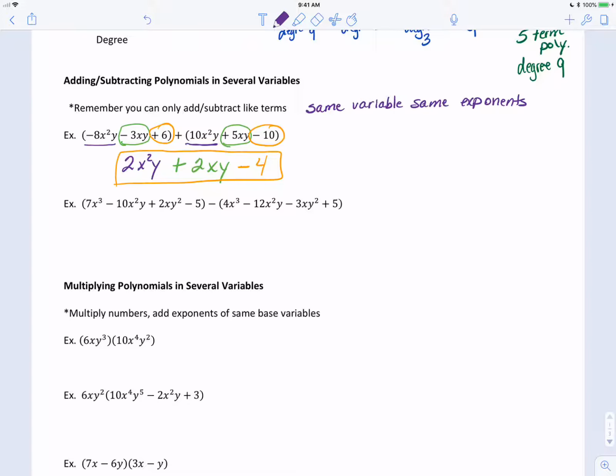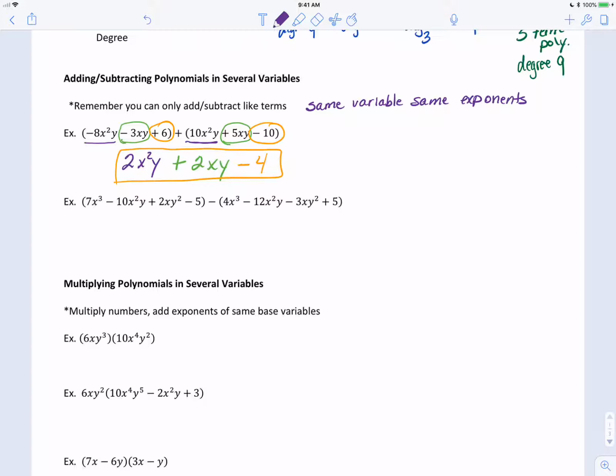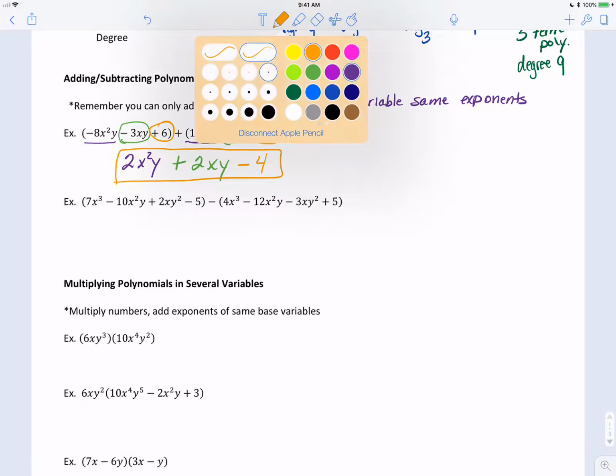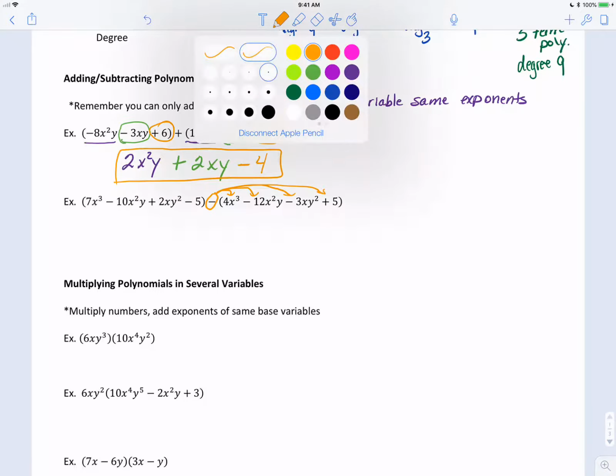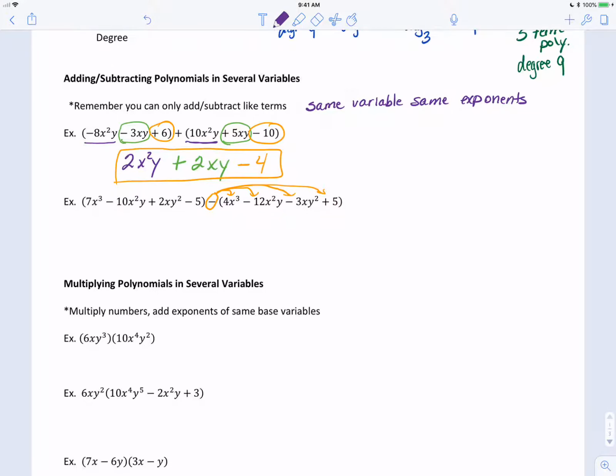So now we're going to do a subtraction one, and remember our rule on the subtraction one was that we have to take, let me change colors again, take this and make sure we distribute that minus sign to all of these terms. So let's just go ahead and rewrite this with that distributed. So we're going to have 7x cubed minus 10x squared y's plus 2xy squared minus 5. Okay, there's my first polynomial.